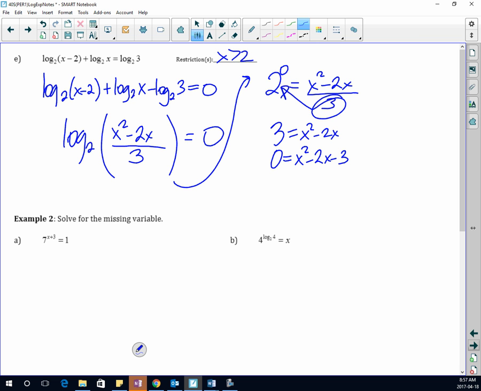Honestly, you will not get one that won't factor because they're all going to be whole numbers, right? So if it doesn't factor, you did something wrong somewhere, right? So positive 1, negative 3. So that means it is negative 1, positive 3. So I'm going to reject negative 1. Yes? Everybody good with that?